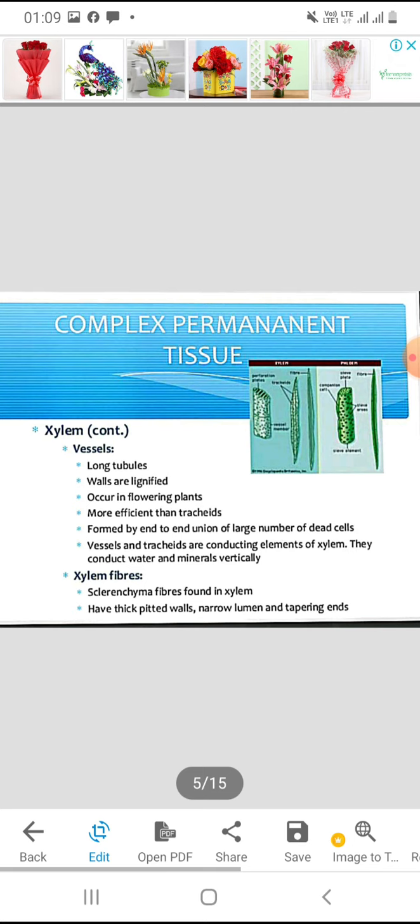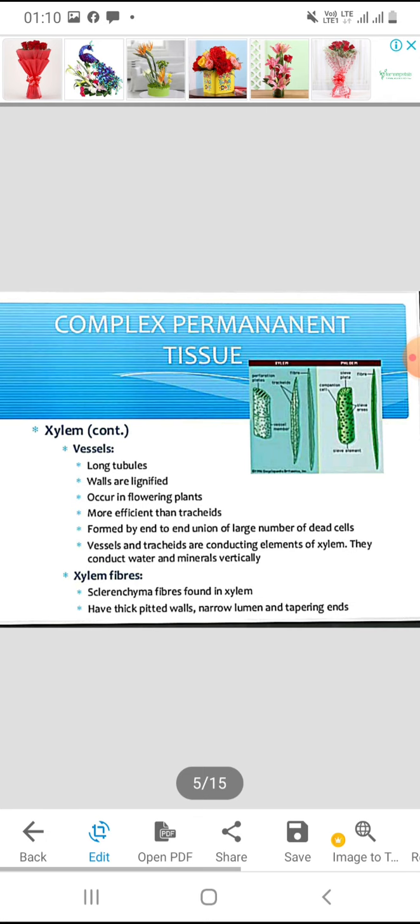The second complex permanent tissue in xylem is vessels. They are longer than tracheids, with perforated or dissolved ends, and are formed by the union of several vessel elements end to end. These are involved in conduction of water and minerals. Their lumen is wider than tracheids, and the thickening is due to lignin, similar to tracheids. Here you can see the characters, their functions and structure.